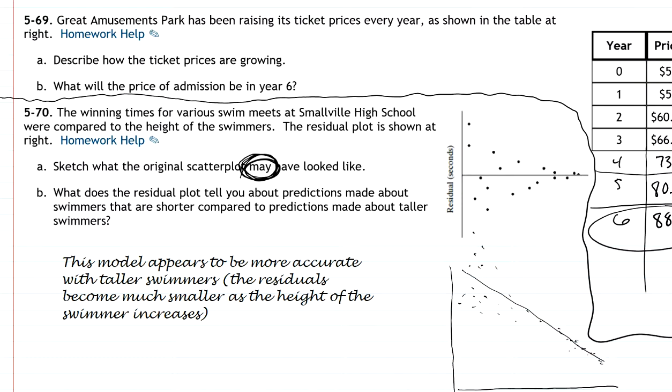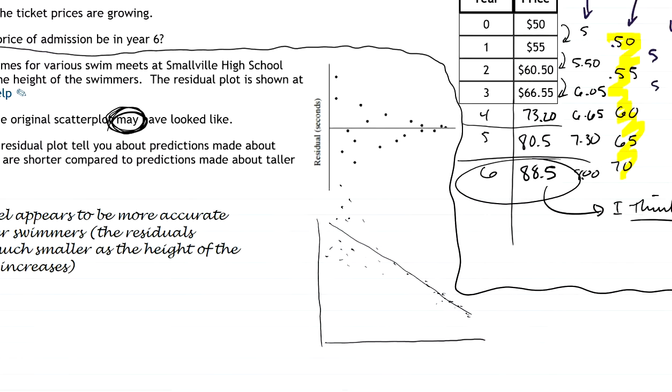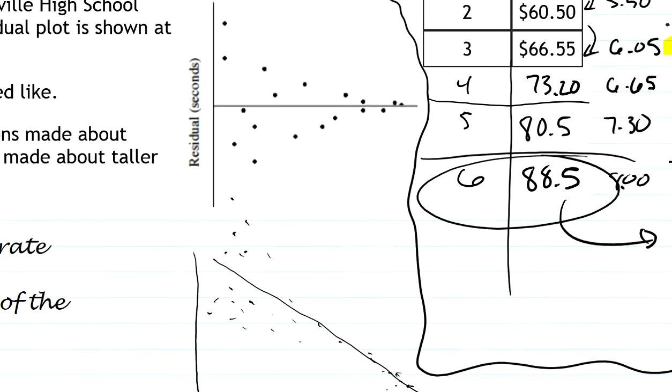On number 7, winning times for various swimmers at Smallville High School were compared to the height of the swimmers. The residual plots are shown at right. So first of all, it says sketch what the original scatter plot may have looked like. So there's the residual plot, and below is kind of a rough sketch of what I think the original scatter plot may have looked like.